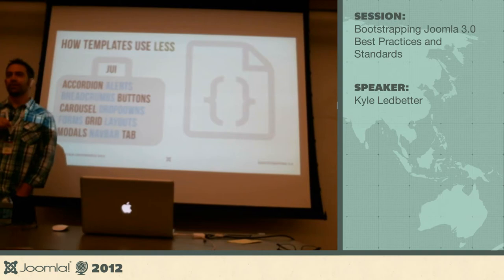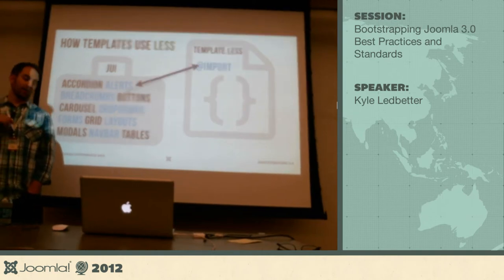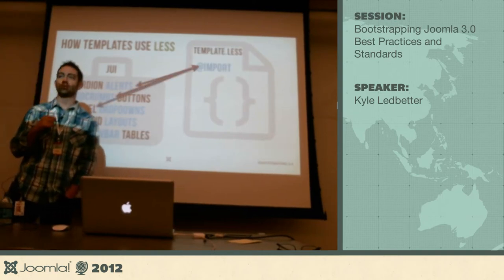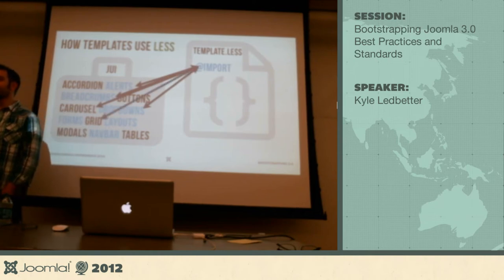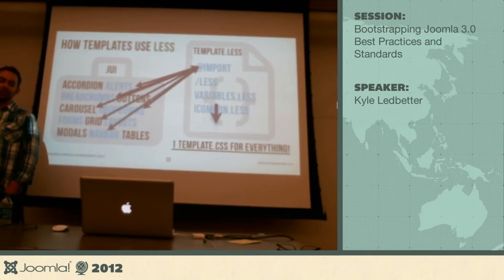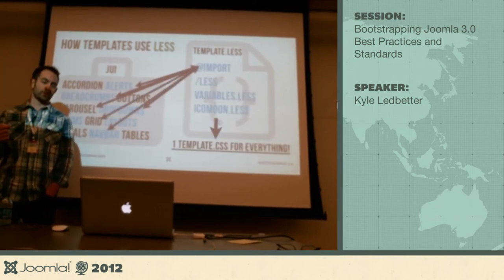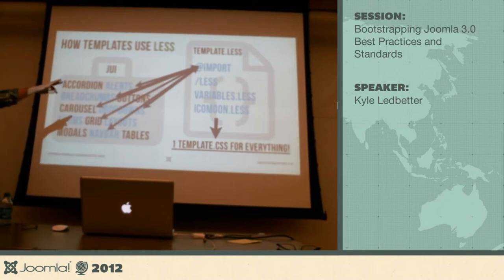This is a big change in 3.0. Templates now have all the power to actually do what they're supposed to do. The template is supposed to do the styling. It's truly a theme now in 3.0. So basically what it does is you have template.less now in your template folder. It calls out to the JUI. You have the power to pull in whatever you want. You should pull in pretty much everything, but you can pull in any UI elements you want.